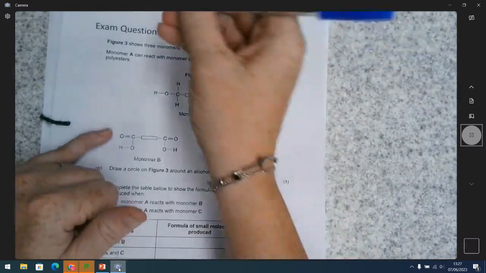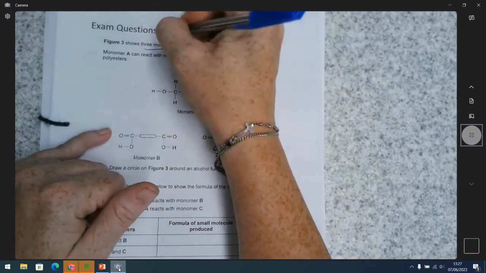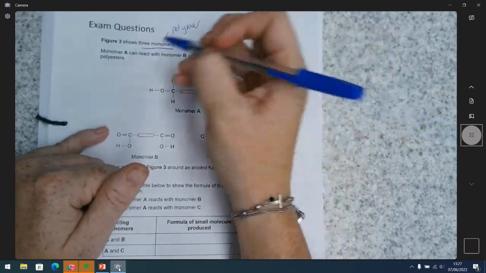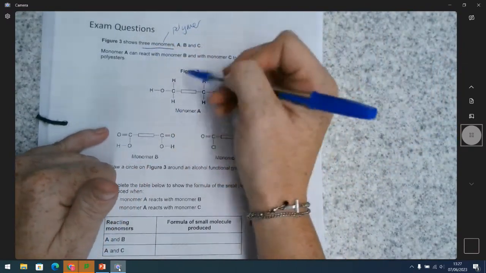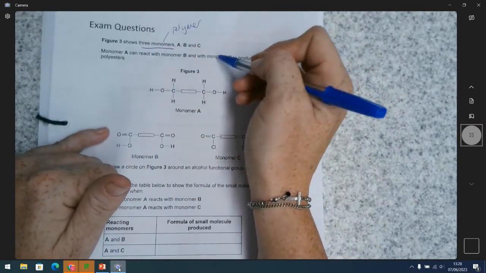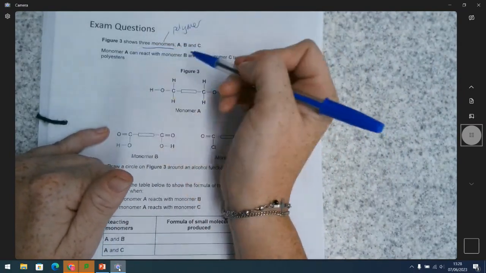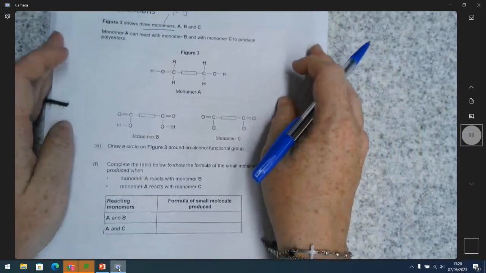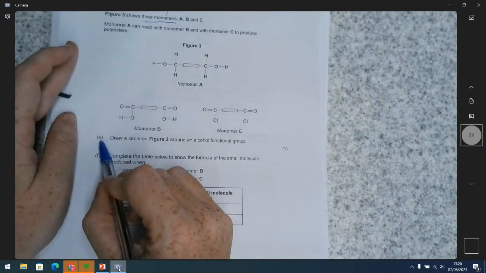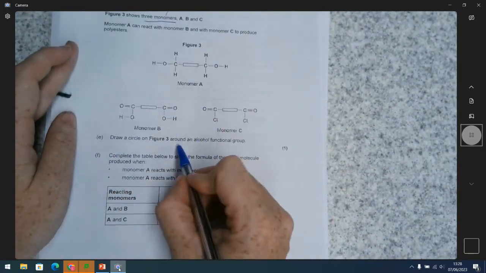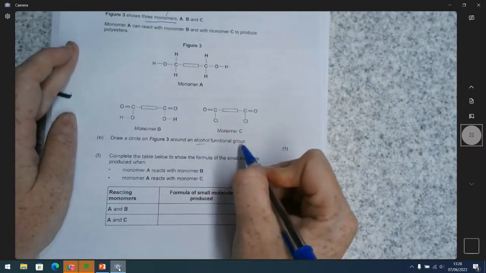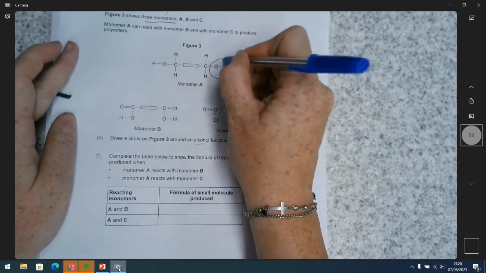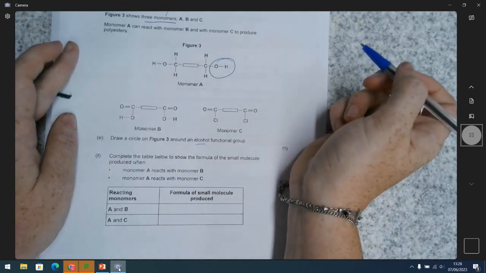So it says figure 3 shows 3 monomers. That word there, I'm thinking polymer, because they're going to join together to make a polymer. Monomer A can react with monomer B and with monomer C to produce polyesters. So A is going to react with B and C. Okay, first question. Draw a circle on figure 3 around an alcohol functional group. So figure 3, here we are, I know that's my alcohol functional group there.